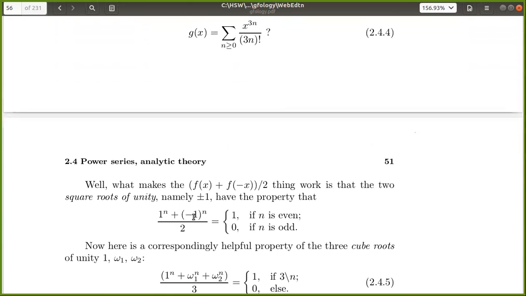This is what we did here, right? Yes. So this x comes with a multiple 1. This x comes with a multiple minus 1. Those were the two roots, the square roots of unity.